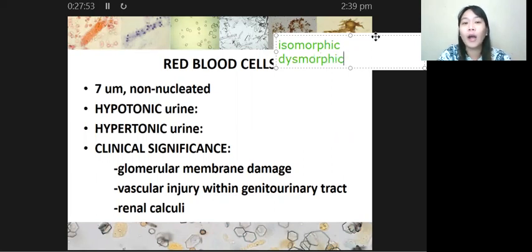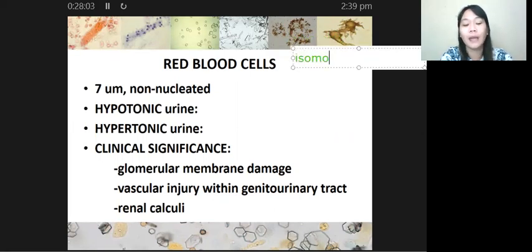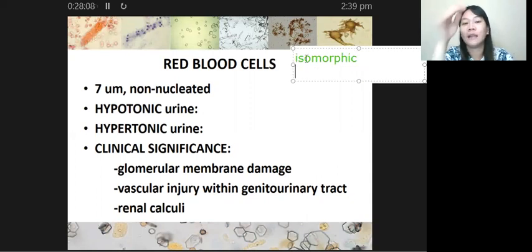Okay? So when we talk about isomorphic red blood cells, ibig sabihin, the morphology is normal. The morphology is normal. So there are no protrusions. There are no blebs that are present on our red blood cells. So, meaning, bilog po siya. Meaning po, bilog siya, walang protrusions or walang blebs ang present sa ating RBCs.